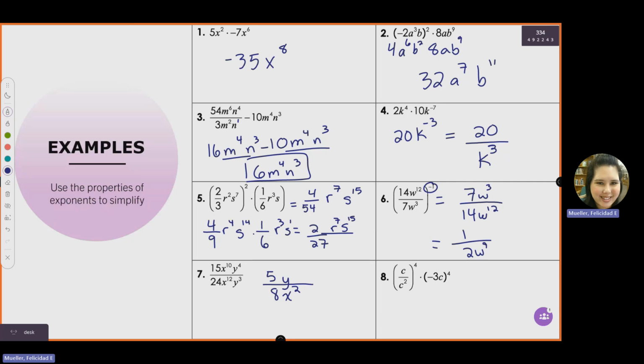Let's go ahead and distribute the 4s, the exponents first. So this is c to the 4th over c to the 8th times 81 c to the 4th. So we're going to get 81 c to the 8th over c to the 8th, which is just going to get me 81 for my final answer. So again, pause the video as needed, but that would take care of our properties of exponents.